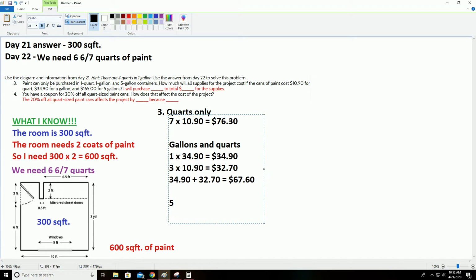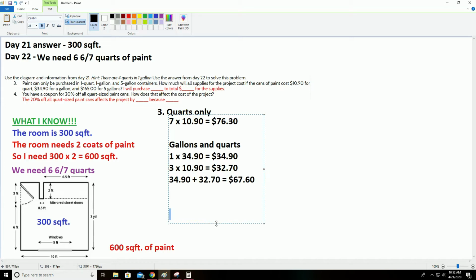So on the 5 gallon, we're going to have to purchase a 5 gallon, and then we can't purchase another gallon because, well, I tell you what, we can't purchase a 5 gallon because if we purchase a 5 gallon, it's going to be much more. It's going to be $165. We only need 7 quarts, which is a little less than 2 gallons. So there's really no need to figure out how much the 5 gallon is.